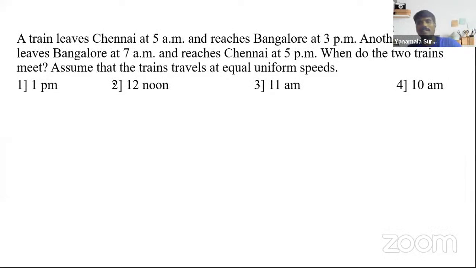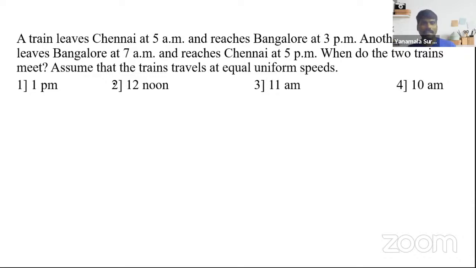Yes, the next one, interesting part. A train leaves Chennai at 5 a.m. and reaches Bangalore at 3 p.m. So early morning it is going to leave and it reaches in the afternoon. Another train leaves Bangalore at 7 a.m., after sunrise, and reaches Chennai at 5 p.m. in the evening, sunset. When do the two trains meet?